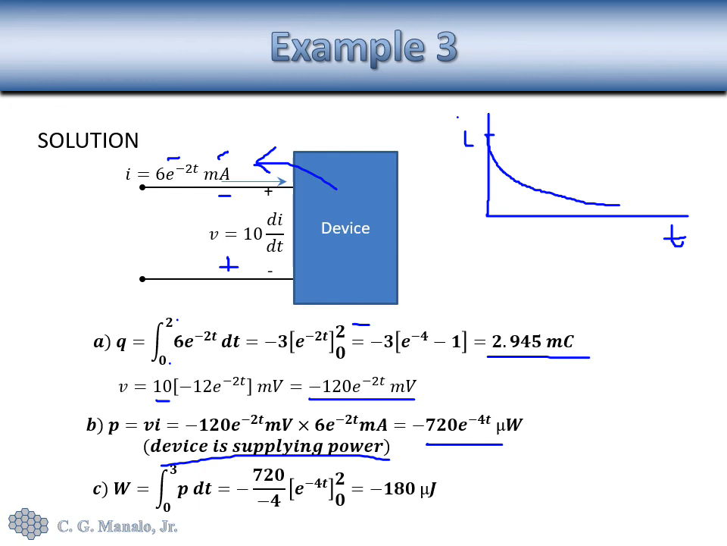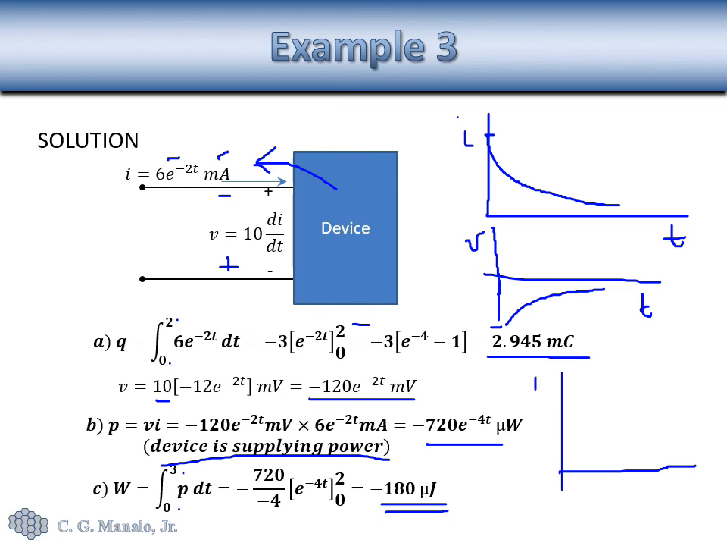So to get the total energy on the device, all we need to do is again apply integration from 0 to 3 seconds, and that will give us negative 180 microjoules. So again, since power is supplied by the device, that should give us a negative energy. So as a comparison, voltage should be something like this one. So it starts negative 120 millivolts and approaches 0 as t approaches infinity.